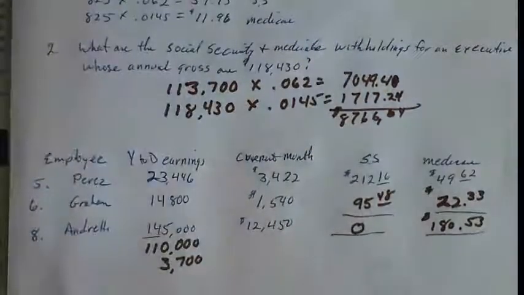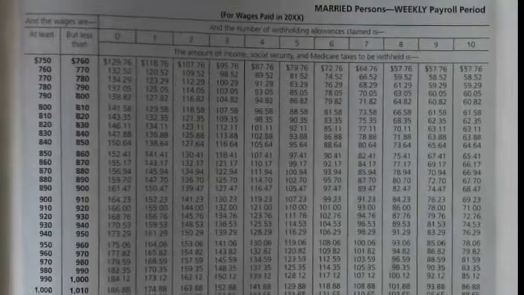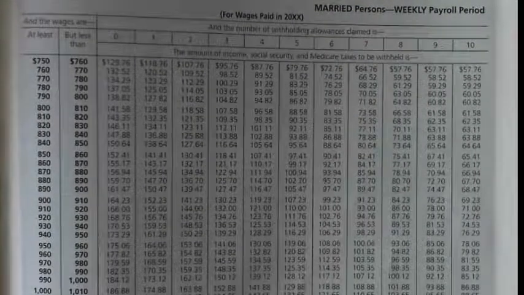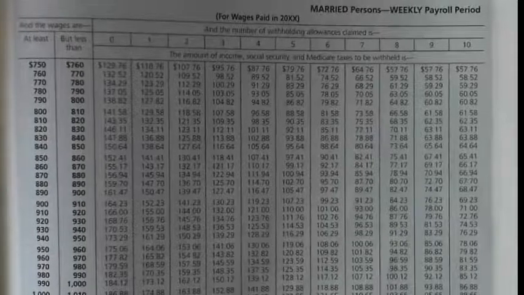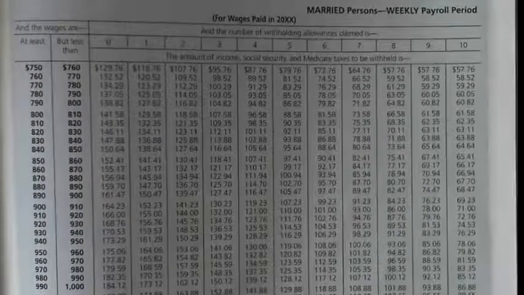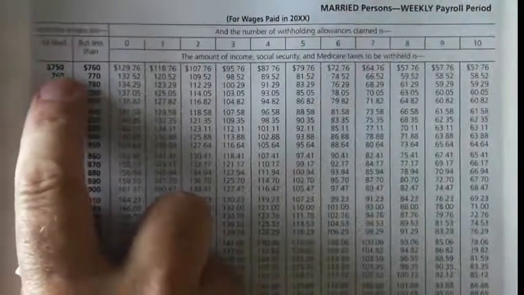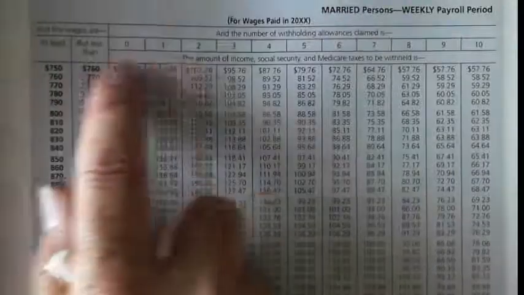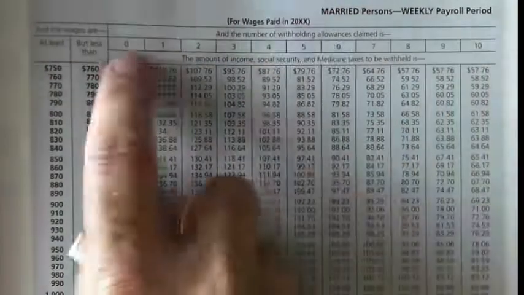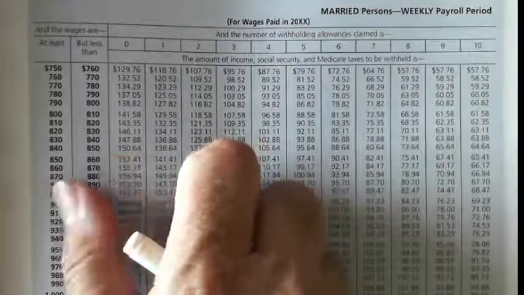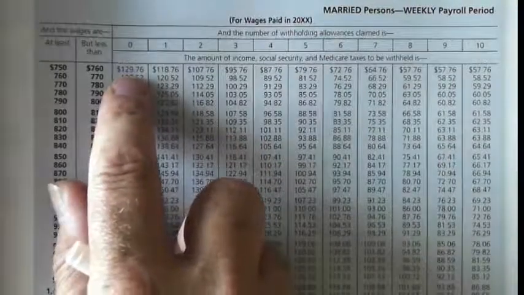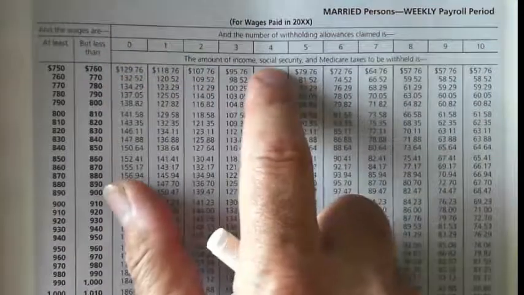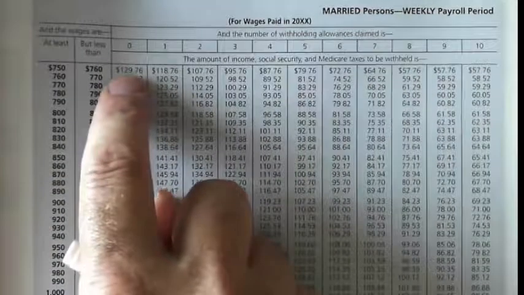Okay, the next section is reading how to read a table. This is out of the textbook here, and we're just going to go over that. I won't do any of the problems, but just make sure we're all okay reading the table. So if your wages are at least $750 but not more than $760, so that $10 range, here are the number of withholdings: 0, 1, 2, or probably 3, the most common ones. This is the amount of your income tax to be withheld.